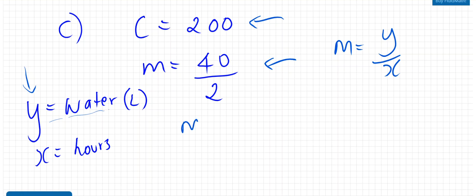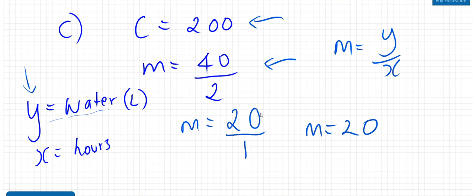Now this gradient can be simplified. 40 divided by 2, or divide the top and bottom by 2, we end up with 20 over 1. So 20 litres per 1 hour. And we just write it as 20. The 1 can become invisible. But remember that 1 is actually there, saying 20 litres per 1 hour. Because sometimes that's useful information as well. Okay, so let's put all this into our equation now. I'll just squeeze it down here.